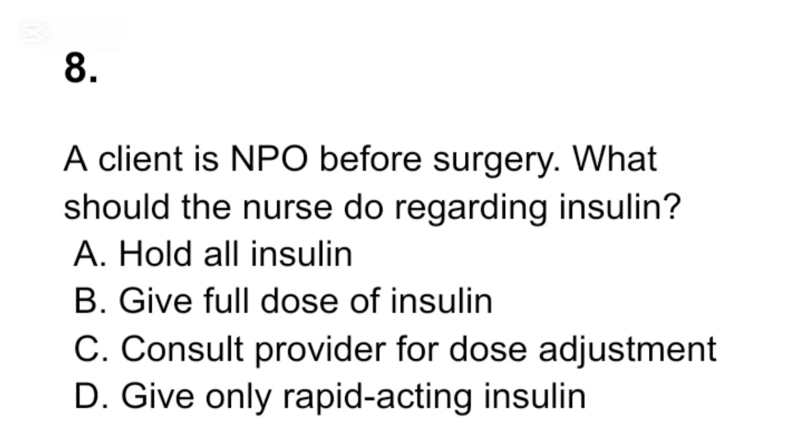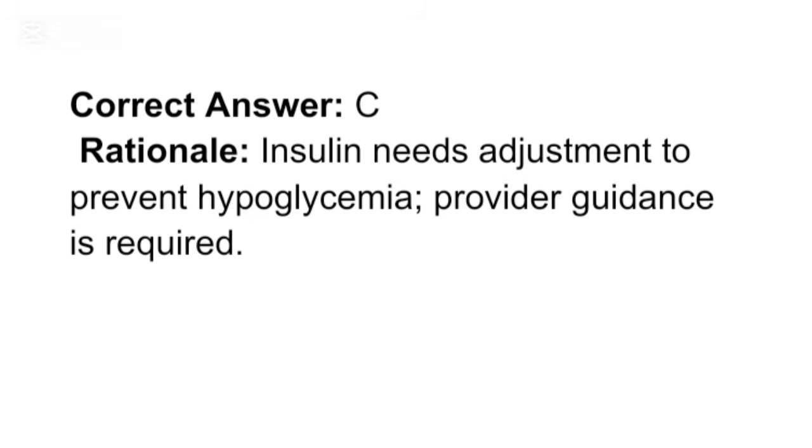8. A client is NPO before surgery. What should the nurse do regarding insulin? A. Hold all insulin. B. Give full dose of insulin. C. Consult provider for dose adjustment. D. Give only rapid-acting insulin. Correct answer, C. Rationale: insulin needs adjustment to prevent hypoglycemia, provider guidance is required.